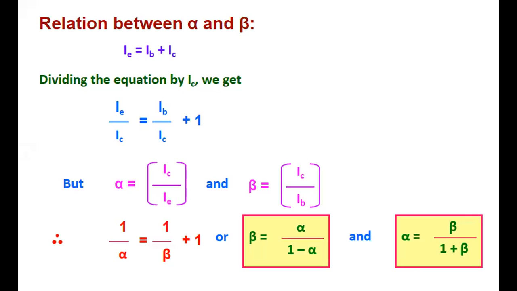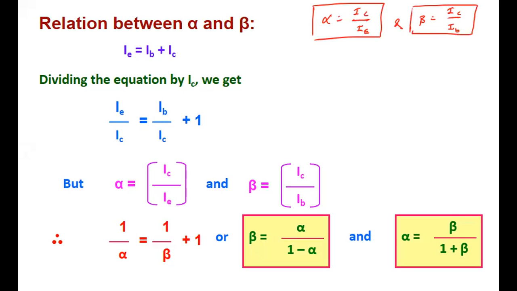Now the next article we have to start is the relationship between alpha and beta. Now first thing, what is alpha and what is beta? Alpha and beta are the current gain factors. So here alpha is equal to IC by IE, and beta is equal to IC by IB. The ratio of collector current to emitter current is alpha, and beta is the ratio of collector current to base current.